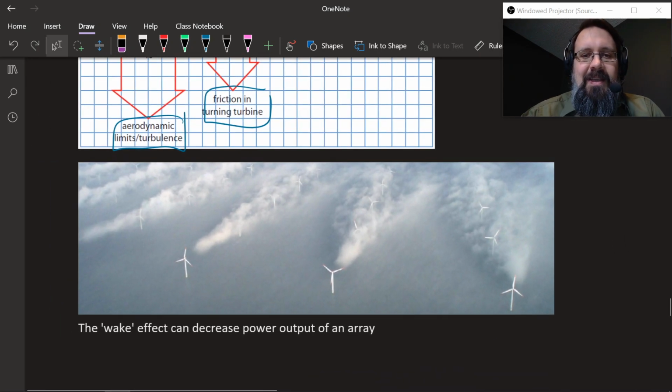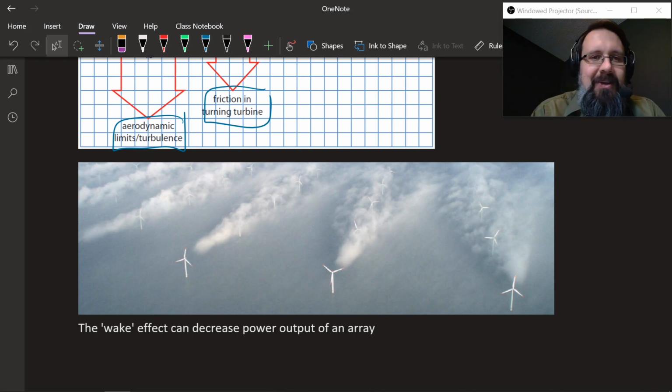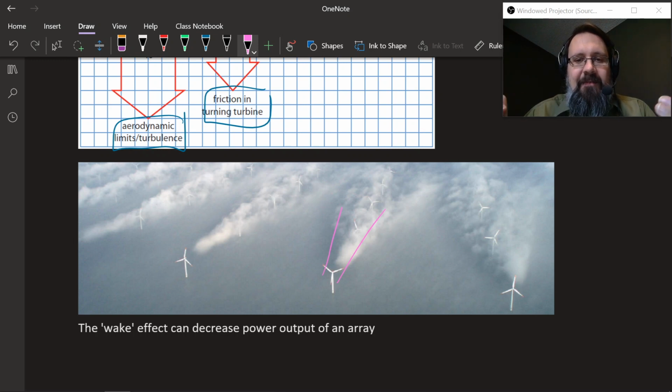There's also the wake effect. I just want to mention this because I think it's really fascinating. If the wind is coming in at a bad angle, you can see that the wake, or the turbulence created by that first turbine, means all the other turbines can be in the wake, and that will drastically decrease the subsequent wind speed that the other turbines see, and it'll really reduce the output of your array.